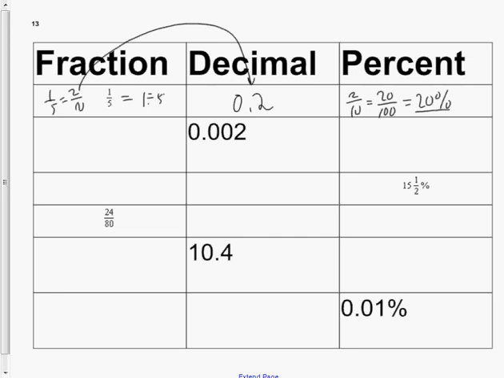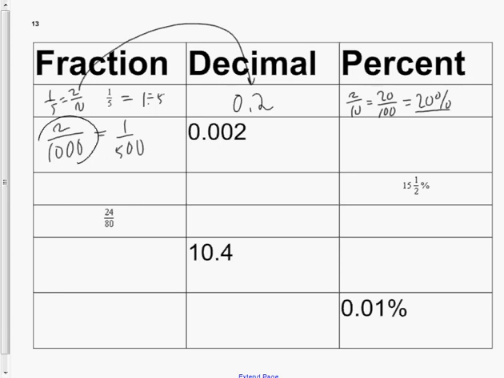In the next question, 0.002 is really 2 thousandths, which as a fraction is that. And some people wrote it in lowest terms, which was very nice because it really is 1/500th. But 2 over 1,000 is still the correct answer and is okay.